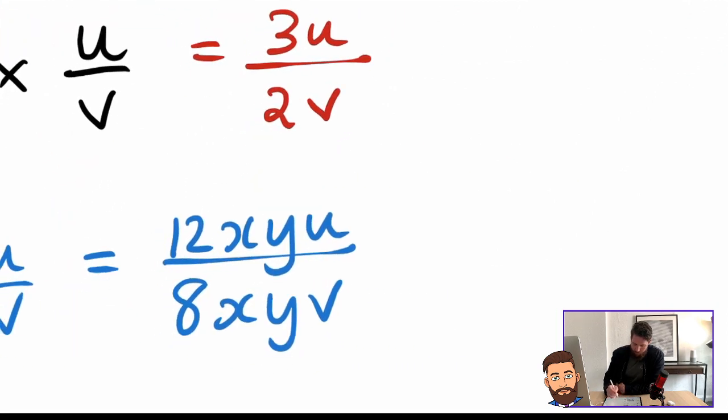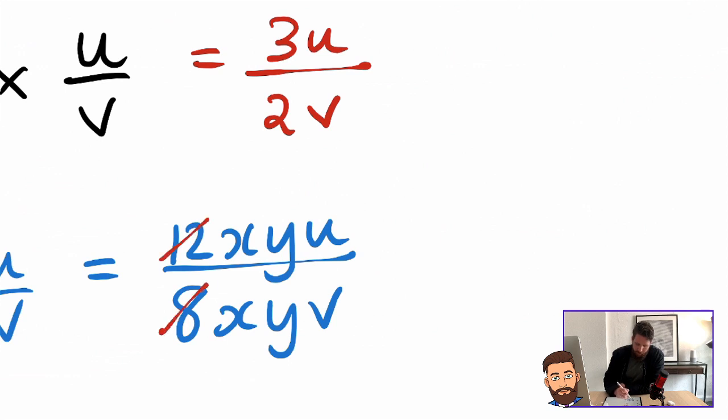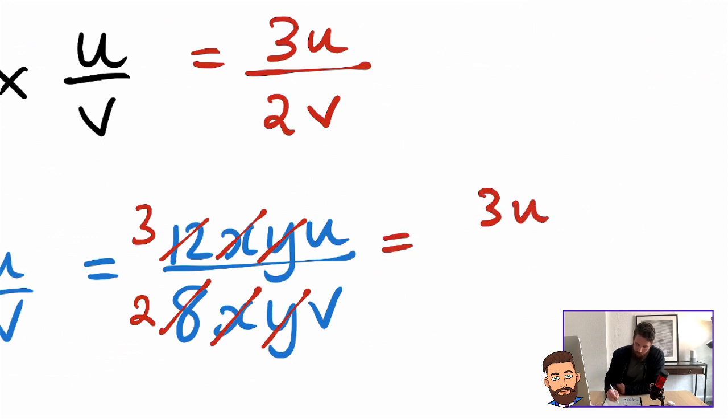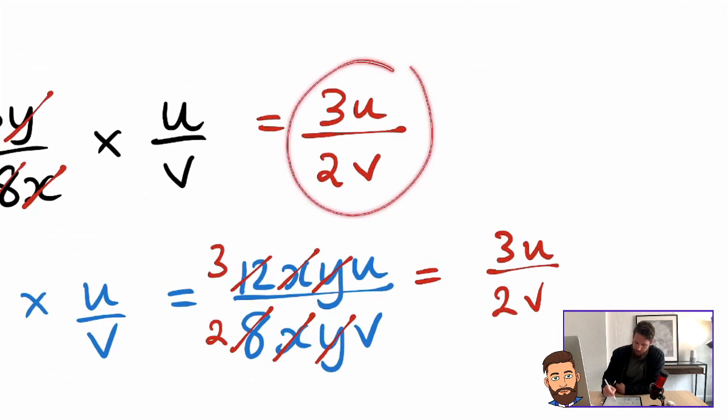So if I simplified this, I would see that 12 and 8 share a factor of 4, which would be 3 over 2. The x's can cancel to nothing. The y's can cancel to nothing. And the u and the v can't cancel because they're different, right? So what do we end up with here? We end up with 3u, because we got the 3 and the u on top, and just the 2v left on the bottom. And again, same answer.